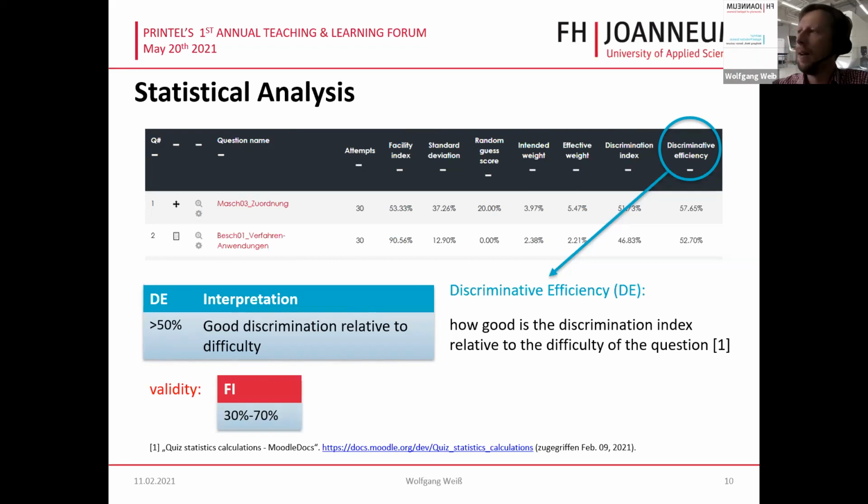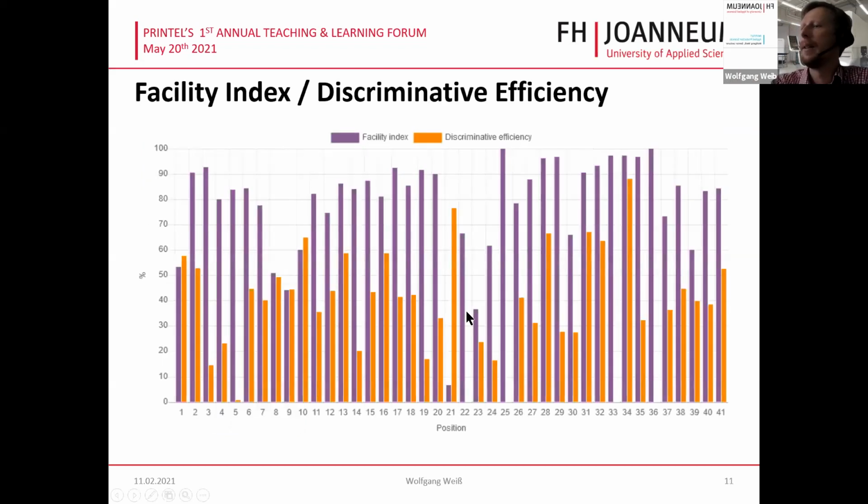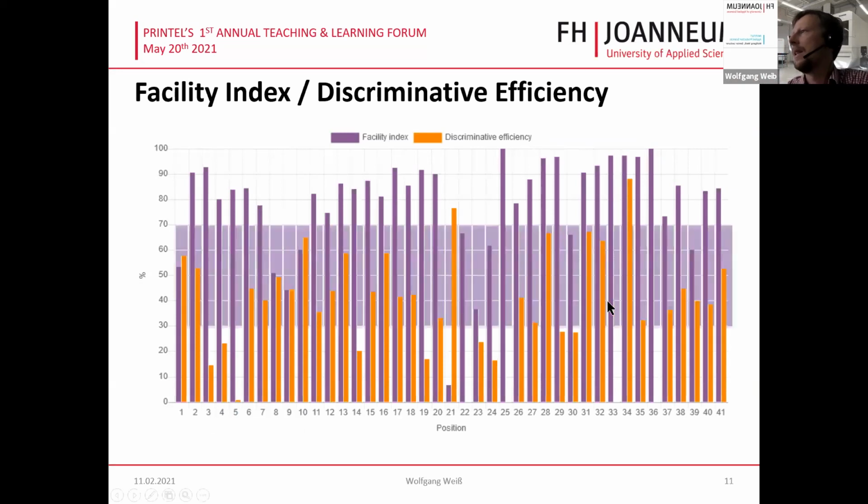One comment before: this efficiency is only valid if you have an average facility index in your questions between 30 and 70%. And at the end, this looks like this. This is a statistical result from Moodle. On the x-axis, you have the question numbers, and on the y-axis, you have the percentage of the result. You see the facility index in purple has in general quite high levels. So the facility index is quite high. This exam was quite easy, quite simple. Many students could reach good grades.